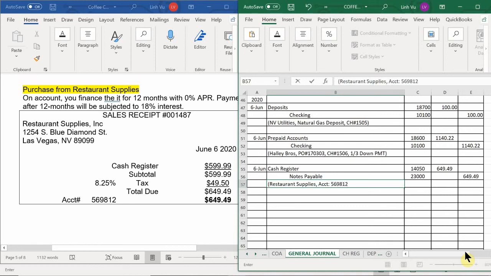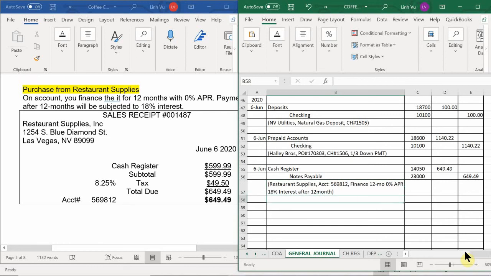569812. Okay. And again, I'm going to also put that I financed, in this case, 12-month 0% APR, and then 18% interest after 12 months. I could put all that information in there, right?